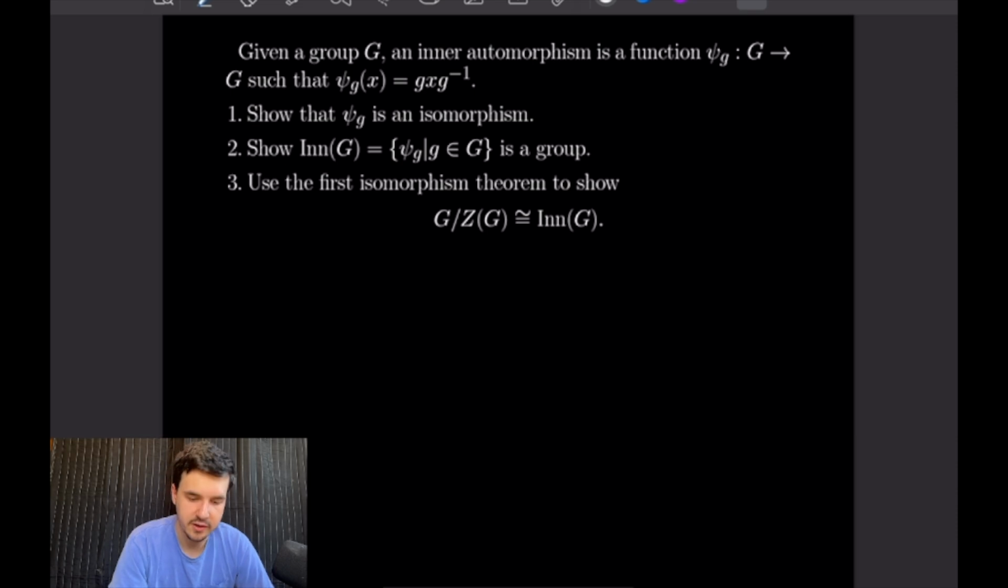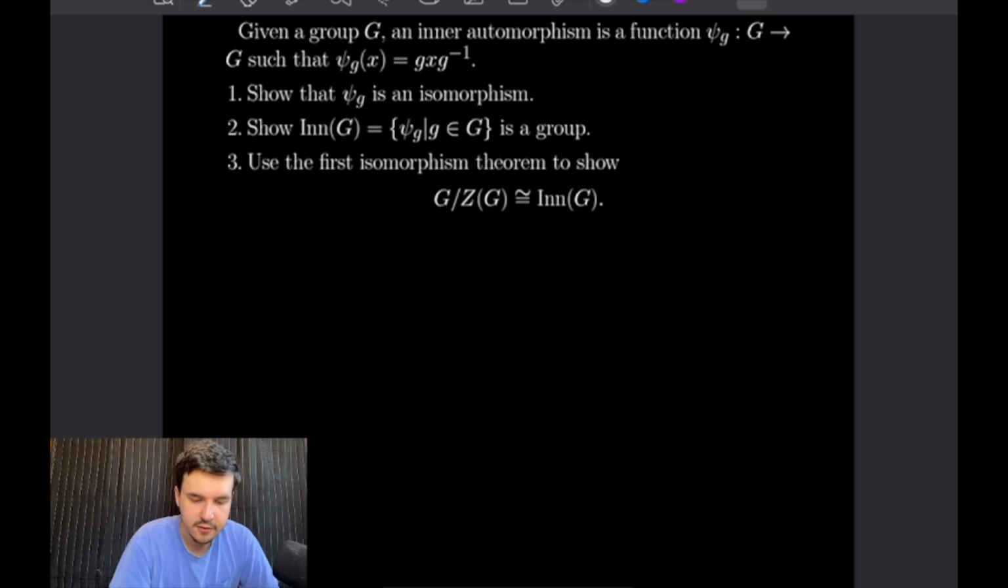So we have three things we want to show here. The first is that we want to show that psi sub G is an isomorphism. For number two, we want to show that the inner automorphism set is in fact a group. So we want to show that the inner automorphisms acting on G, for all little g in G, form a group. And then lastly, we want to combine 1 and 2 to use the first isomorphism theorem to show that the quotient group of G by the center of G is isomorphic to the inner automorphism group on our parent group G. So to start off, let's go ahead and prove that psi is an isomorphism.